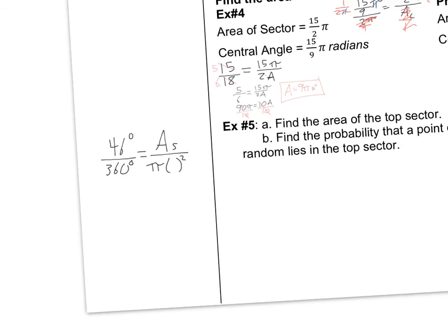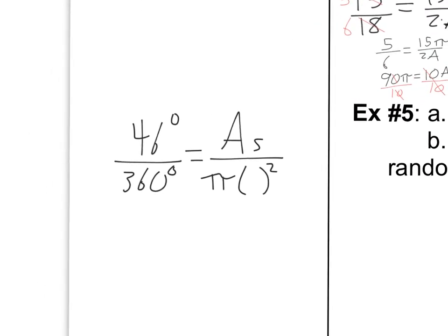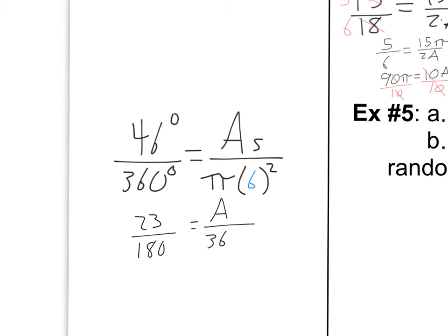I'm leaving the r blank because if we go back and look at the circle, we see that the diameter is 12, therefore the radius must be 6. So I'm going to plug in a 6 here. All right, let's see if we can clean this up a bit. I think I could take a 2 out of both of these. So I would get 23 over 180 equals, I'm just going to put area for area of the sector now. We don't have to label with the S every time. Over 36 pi.